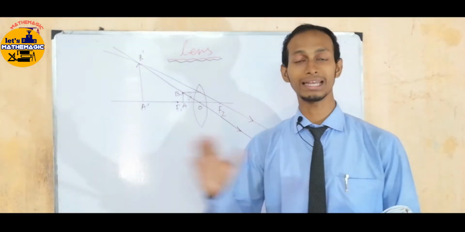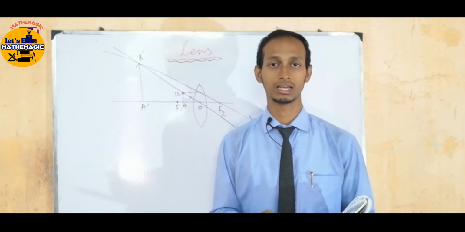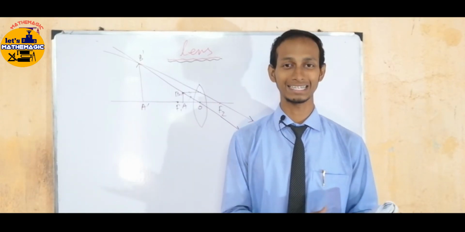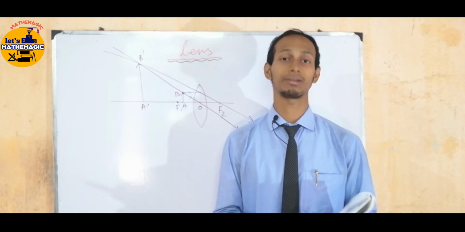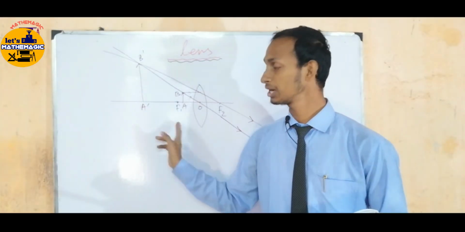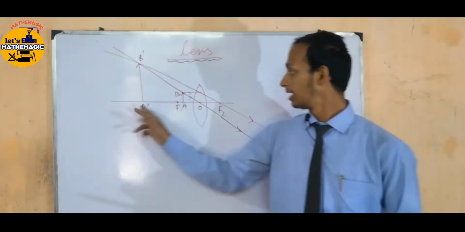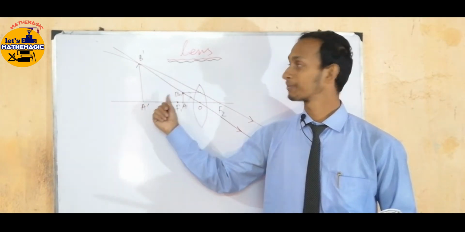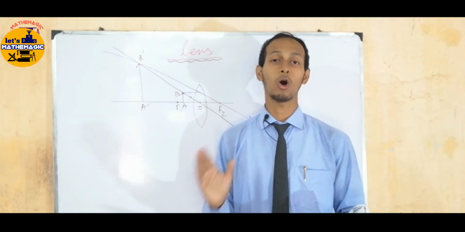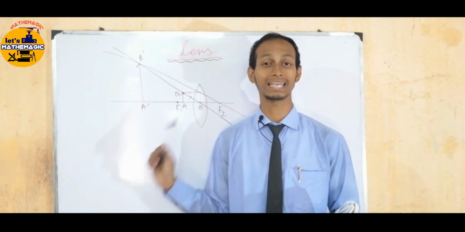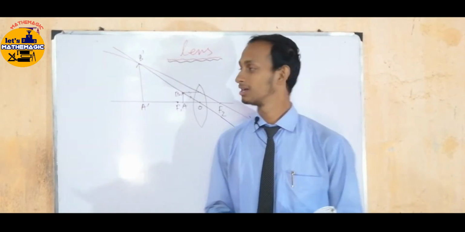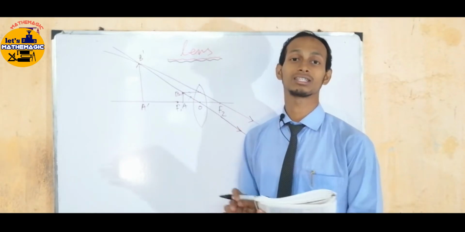But here, in any type of image, we will consider three properties of the image. First one, is it virtual or real? Second one, is it upright or inverted, means erect or inverted? And the third one is, is it magnified or diminished? Like here in this diagram, we can see that the object is smaller than the image. So here we will see that the image has been magnified. And you can see over here that the image formed is erect, and also it is a virtual image, because you just remember one thing: if the object and the image are both formed on the same side of the lens, then the image will always be a virtual image, because it cannot be captured on a screen.